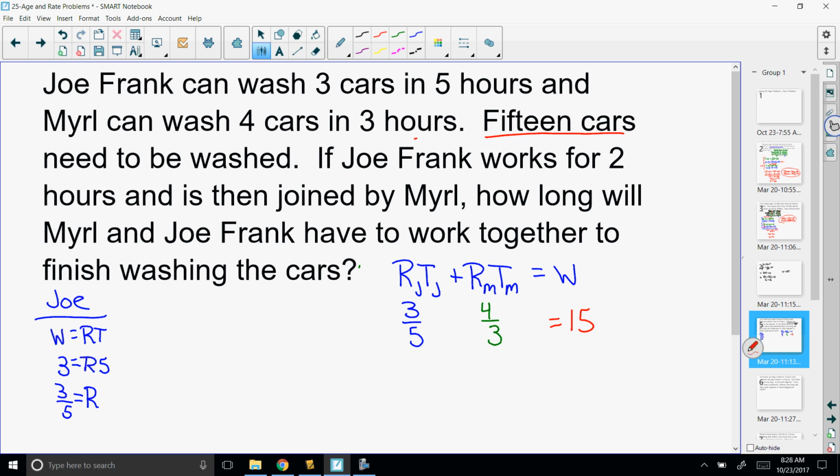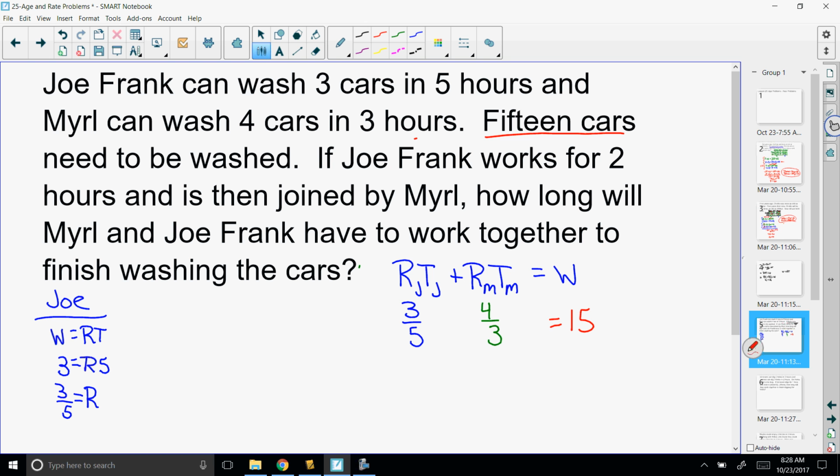Yeah, 4 doesn't go into 15 very well, does it? So it's going to be not quite 12 hours. But what if they work together? How am I going to set up that?